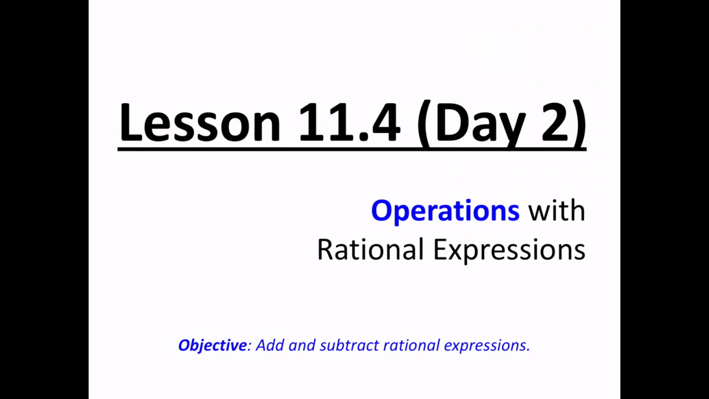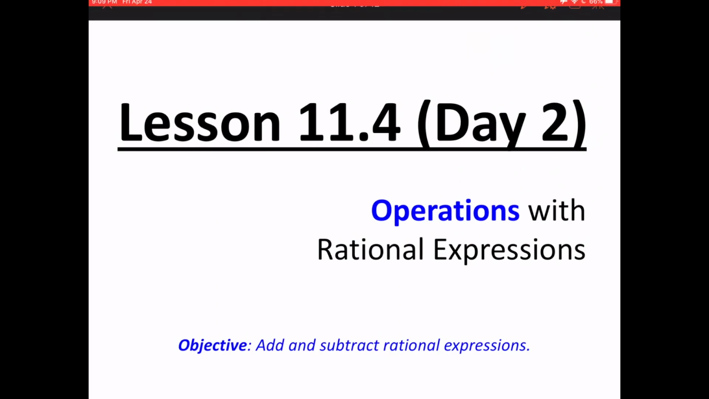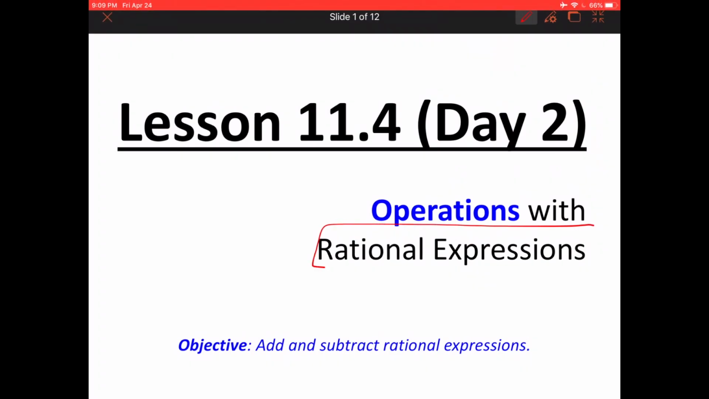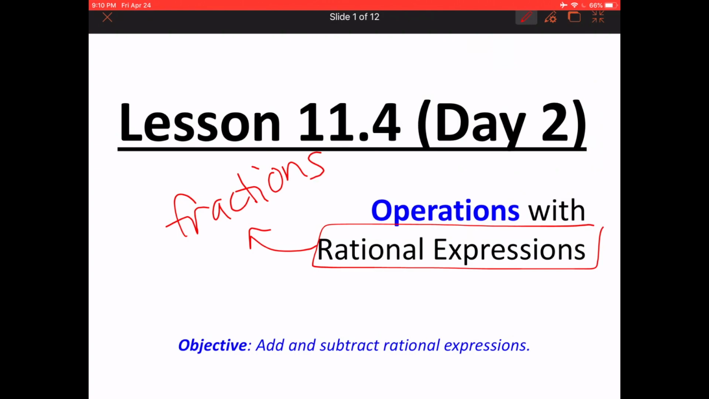Okay guys, welcome to lesson 11 for day 2. Again, today is building off what we did yesterday with multiplying and dividing with rational expressions. Quick reminder that rational expressions are just another way to say fractions, okay? So today we are working with fractions, which I know is not everyone's favorite, but you guys can do this, okay? You are capable, so just stick with me, take your notes, all right? Make sure we do our homework, follow along.